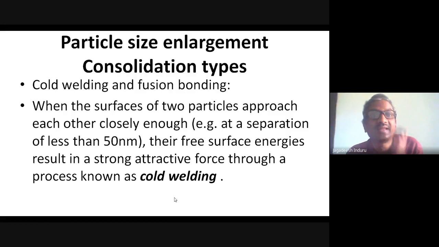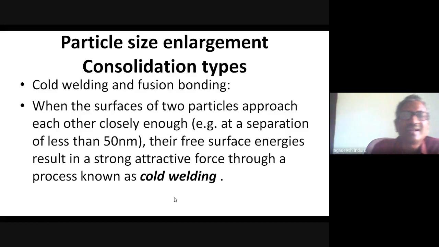So how does this happen? There are two approaches. One is cold welding, another one is fusion bonding. Because of these two types of consolidation, you are going to get a tablet. Otherwise, if these two are not there, even though your material is fluidized and your material is plastic in nature, you don't get a tablet. But obviously, when the higher forces are applied, any one of these is going to happen.